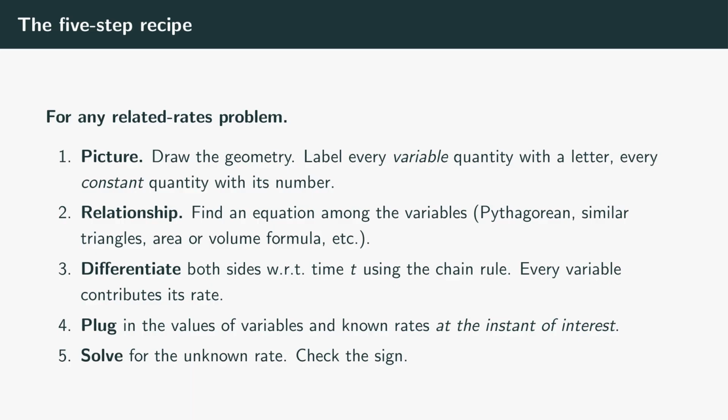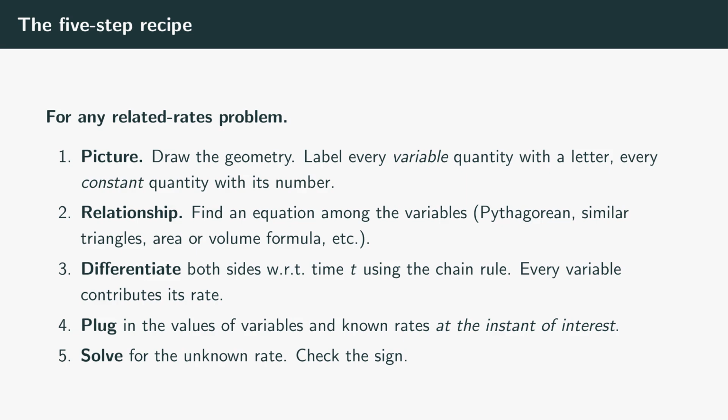Step 2. Relationship. Find an equation that ties the labeled variables together. It will come from the geometry. Pythagorean theorem, similar triangles, area of a circle, volume of a sphere, volume of a cone. Step 3. Differentiate both sides with respect to t. Every variable picks up its rate by the chain rule.